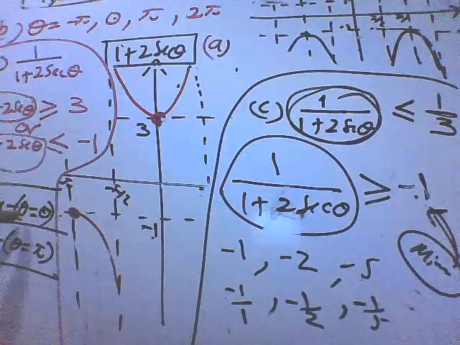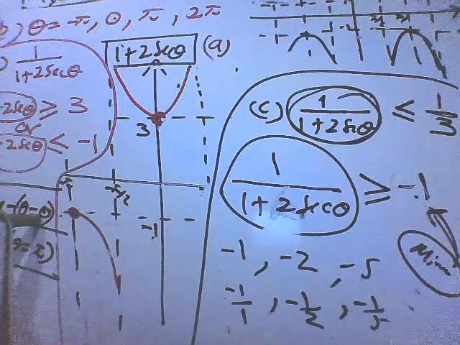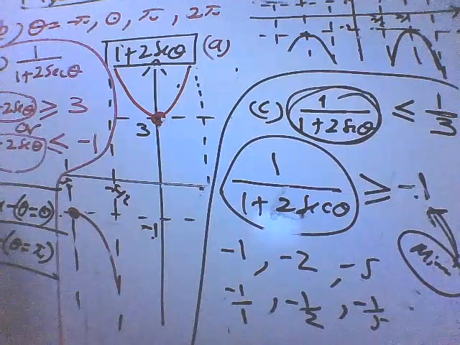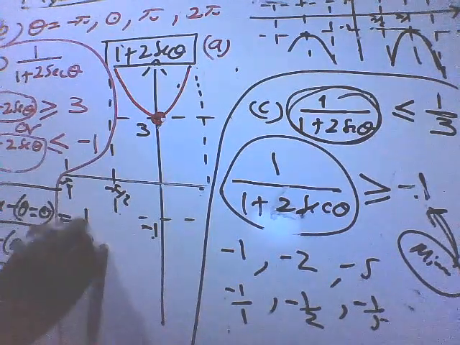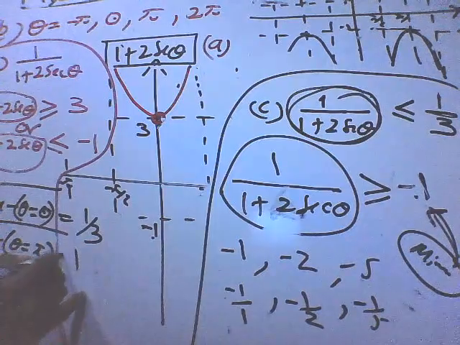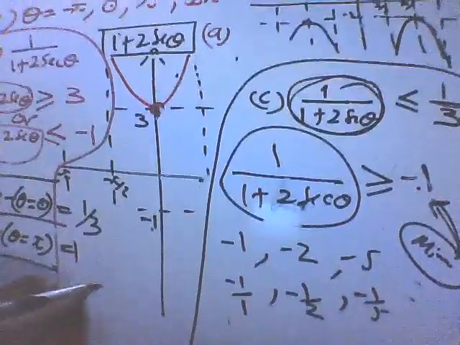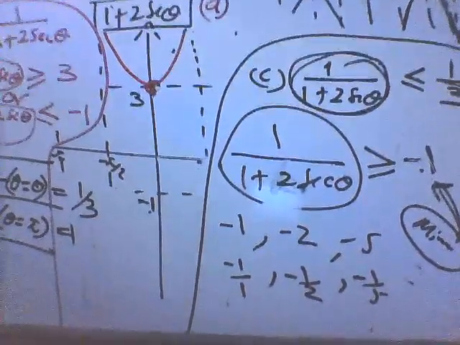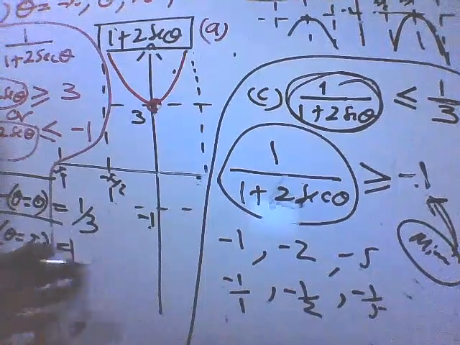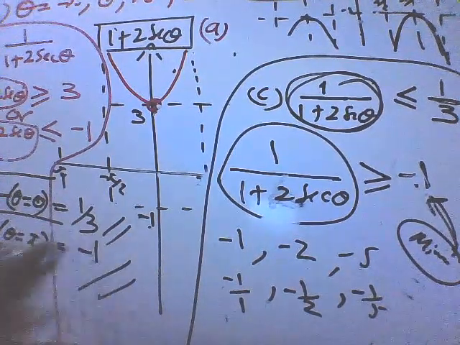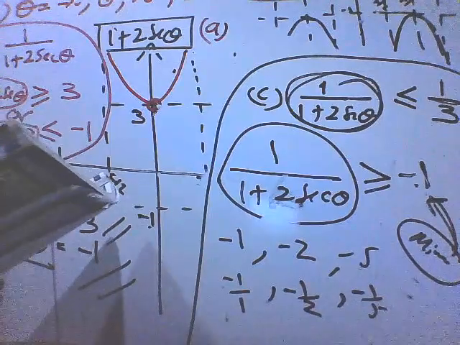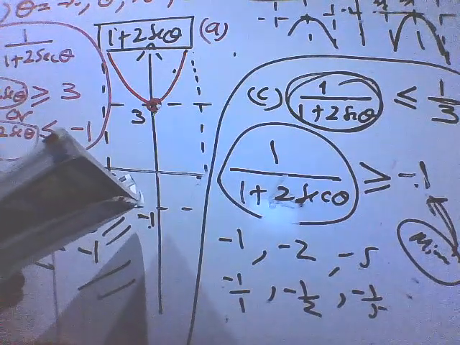And when theta is equal to 0, what is the maximum value? It is 1/3. And what is the minimum value? It is minus 1. Okay, so I think we did that 10th question.